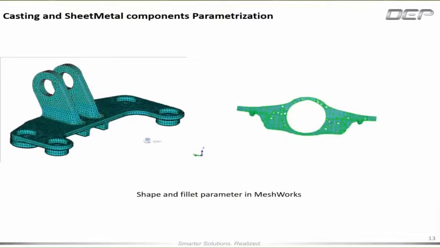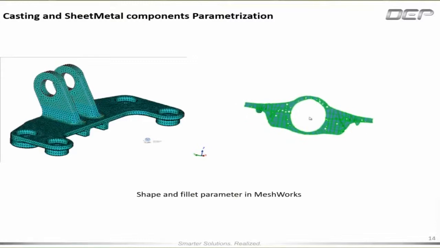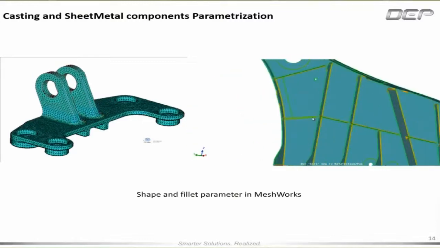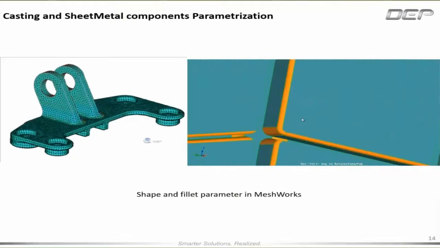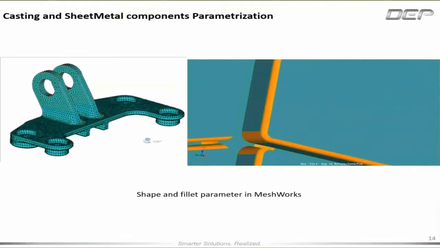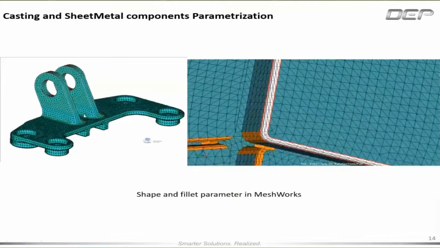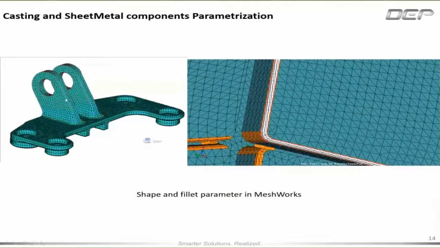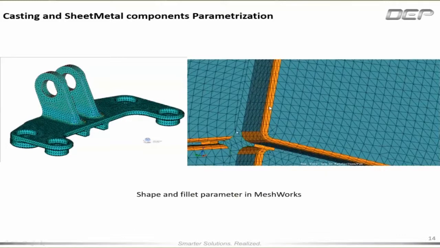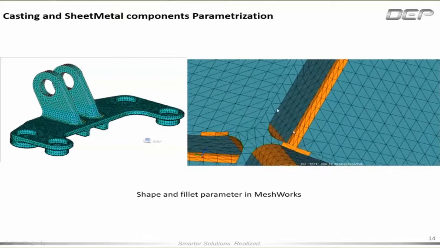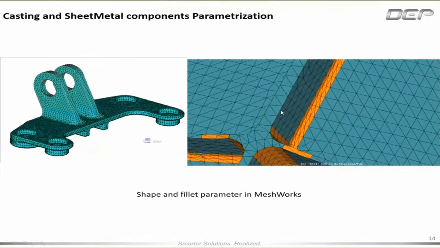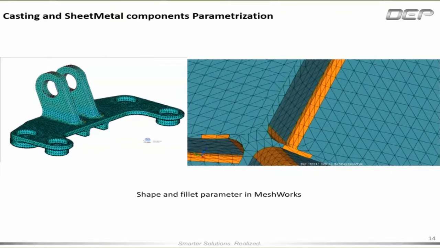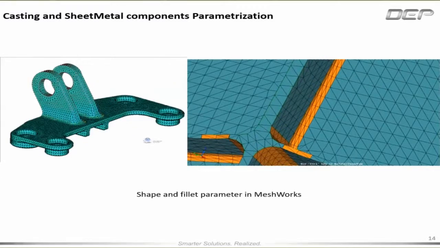Then it is our casting and sheet metal component parameterization. As I told, it is completely parametric when it is meshed in MeshWorks. So we can do any quick changes like shape changes on a casting component based on the load cases. As you're seeing on the right, you can do any fillet radius change to increase the stiffness. And if you want to change any wall thickness on the model, you can do that immediately by selecting the two faces. So this is a very quick and efficient way of doing the morphing in MeshWorks.